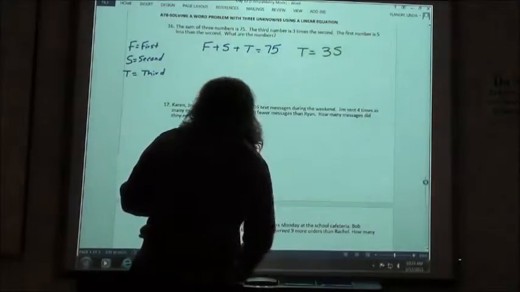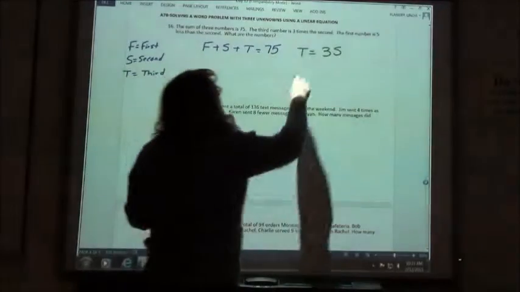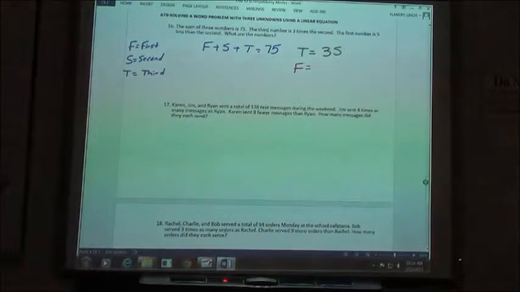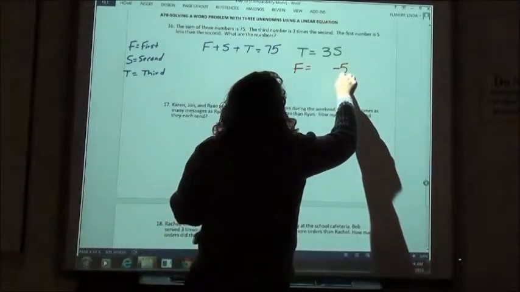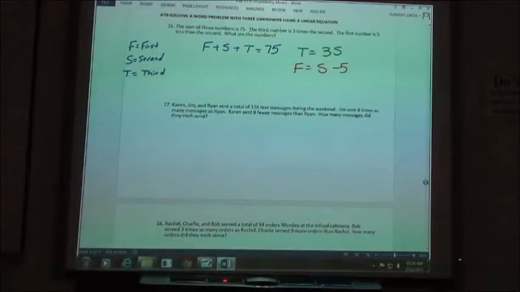Then I'm going to do the next one. The next one says the first number is, the first number is F equals. The first number is 5 less than the second. Have to be careful on the 5 less than. That's not in the order you read it. If I do 5 less than something, I'm taking 5 away from the second. So 5 less than the second would be S minus 5.